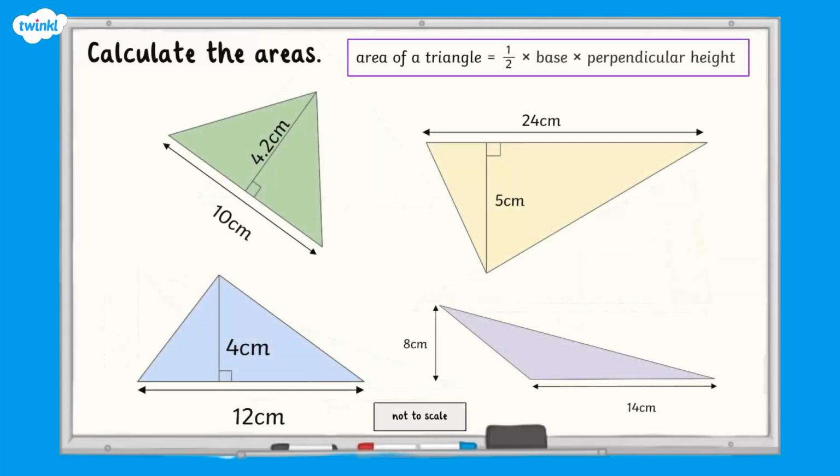Now it's your turn. Using what you've learnt, calculate the area of these triangles using the formula area equals half times base times perpendicular height.